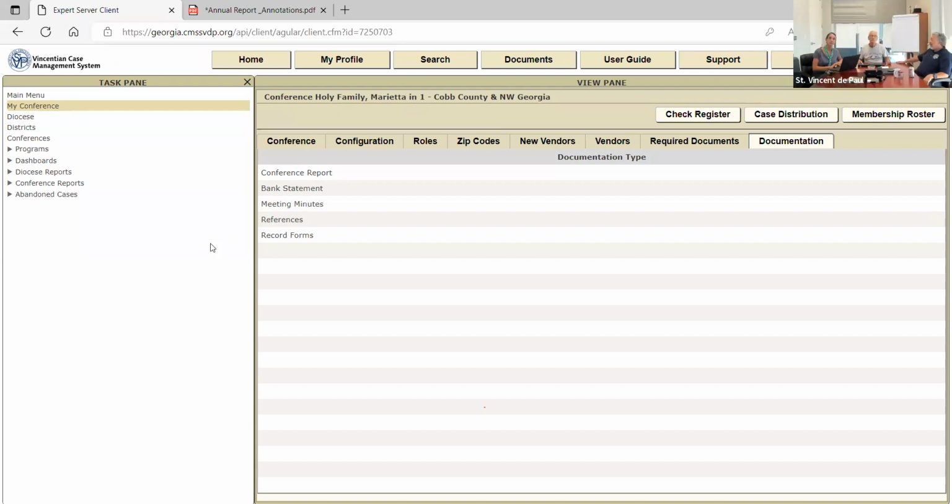I'd love to work on an enhancement to make it easier, and I'd also love to work on an enhancement for the annual report, where there's a signature, so that an electronic signature can be embedded into the function.